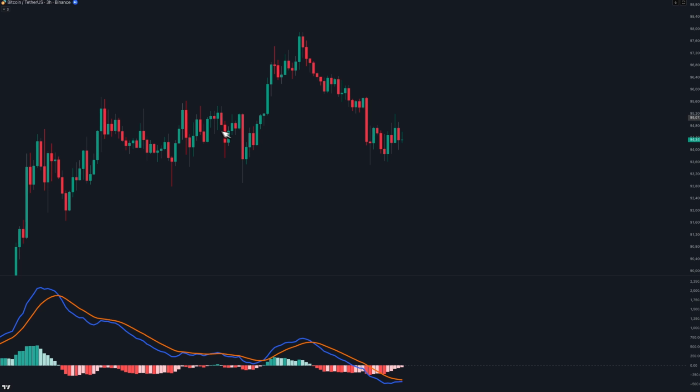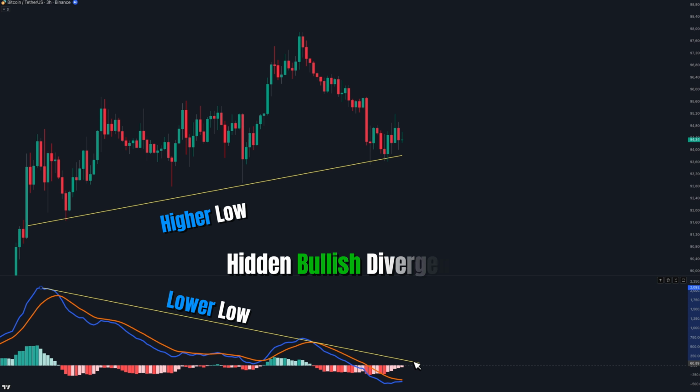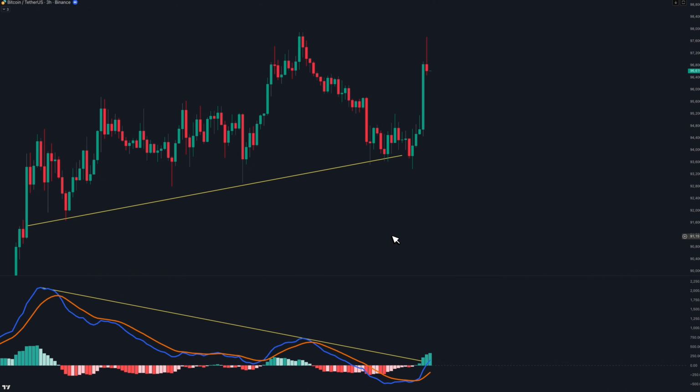Now let's talk about something even more powerful, hidden divergence. This one doesn't signal reversal, it signals trend continuation. In an uptrend, if price forms a higher low, but the MACD forms a lower low, that's a hidden bullish divergence. It means the trend took a breath, gathered more strength, and is ready to continue moving up.